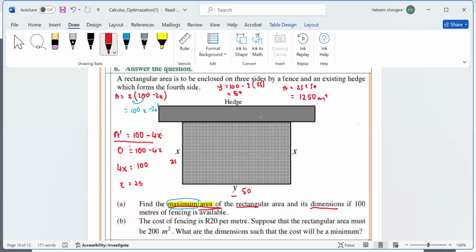Here they required us to calculate y because they said the dimensions. They said calculate the maximum area of the rectangle and its dimensions. So we needed the dimensions.